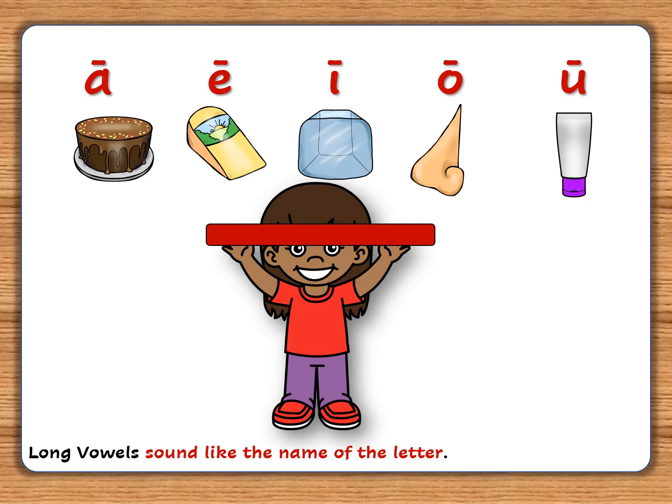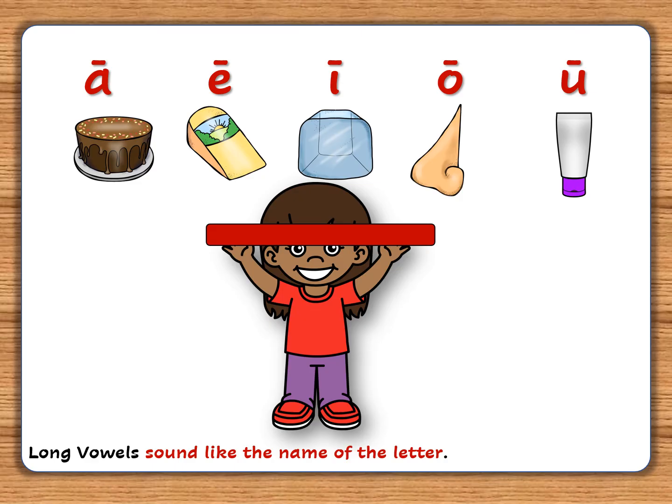Next we have the letter U, and that is a picture of a tube. A tube. So when we say the word tube, inside the word is a letter U, and the sound is going to be a long sound, which is the name of the letter U. So the long sounds of the vowels, let's start again, would be A, E, I, O, U.